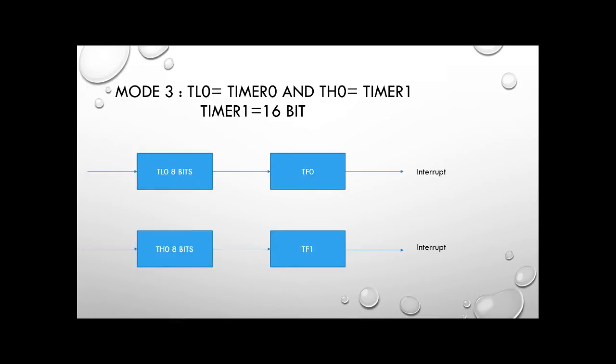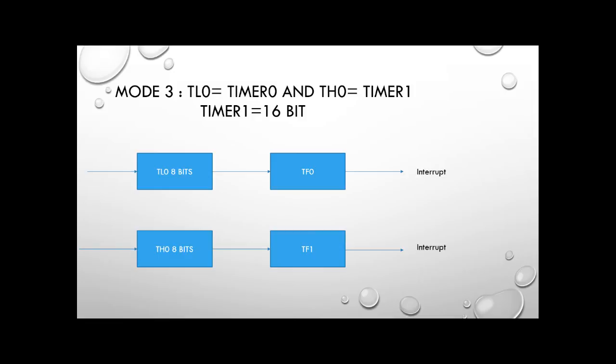Let's come to mode 3. It is used when we need to use 3 timers simultaneously. In this case, timer 0 is split into two 8-bit timers. The lower bits will serve as timer 0, and the higher bits will serve as timer 1. These will be 8-bit timers, while timer 1 can be separately used as a 16-bit timer. When the overflow condition occurs, the timer overflow flag will be set and an interrupt will be generated.